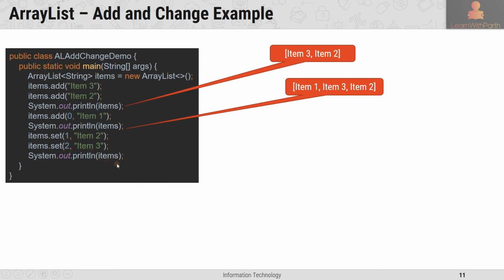And after that, if you try to print the items, what is it going to print? It will print item 1, item 2, and item 3.